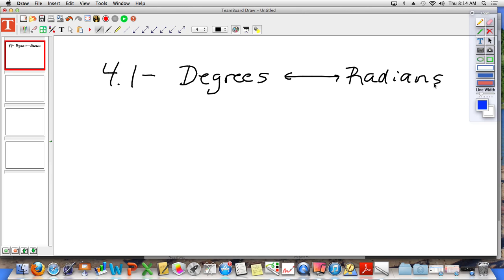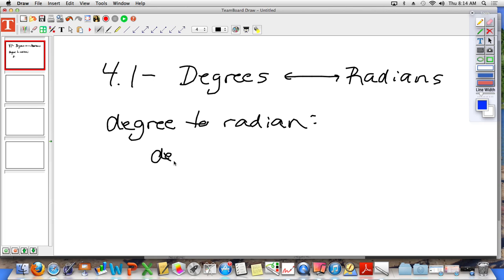If you have to change something, let's start with degrees to radian. If you have a degree measure and you are going to change it to a radian, this is what you need to do. You take the degree, whatever the degree measure is, and you multiply it by pi over 180 degrees.